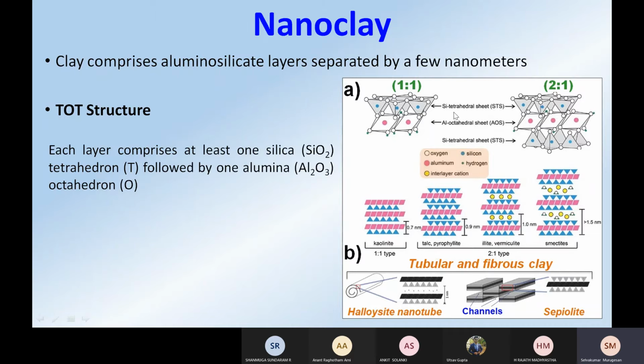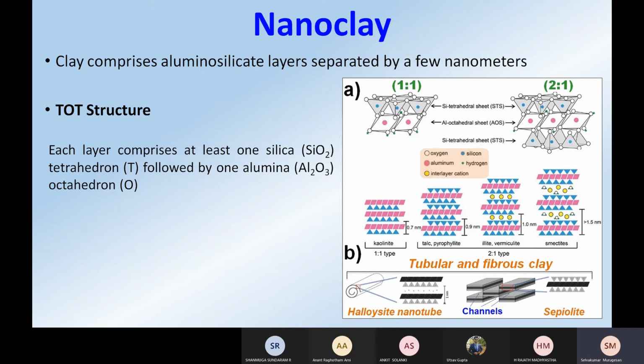One is 1:1. That means one tetrahedral sheet, and under that an octahedral sheet. The tetrahedral may be of silicon, and the octahedral may be of aluminum, titanium, and so on. And we do have 2:1, that means a sandwich structure: tetrahedral, then octahedral, again a tetrahedral. Considering the TOT ratio, you have the 1:1 type, which is kaolinite, and then the 2:1 type, having different types like talc, pyrophyllite, illite, or smectite, etc.